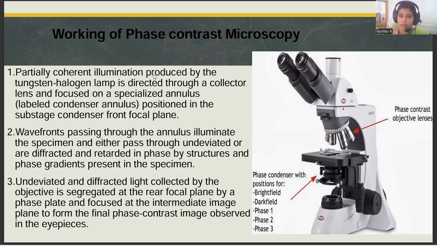Partial coherent illumination, that is the light obtained as a source, is produced from the tungsten halogen lamp. That is from where we get the light. It is collected and focused onto the specialized annulus diaphragm, that is your annular diaphragm, and then it proceeds to the substage condenser front focal plane.